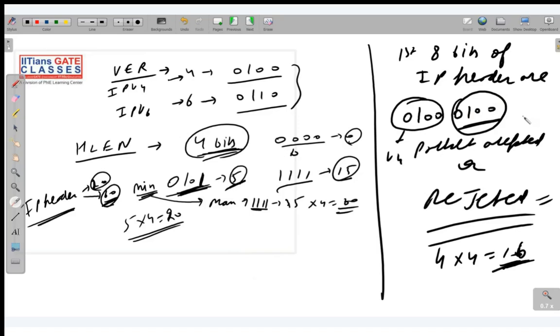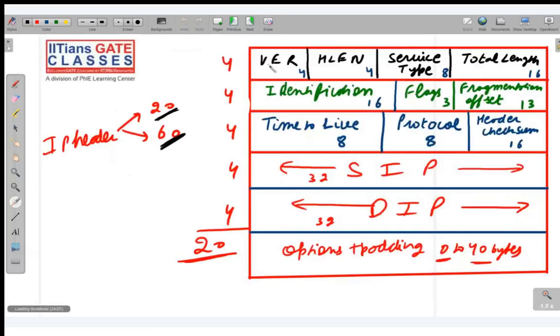So we will stop till here itself, and we will start from here in the next class. We have done version, header length, then service type, total length, and so on. One by one we will study all these fields. So you have to learn this by heart properly. Try to write it 2 to 3 times, you will get it. Otherwise you will keep on forgetting, and many questions have been asked in GATE.